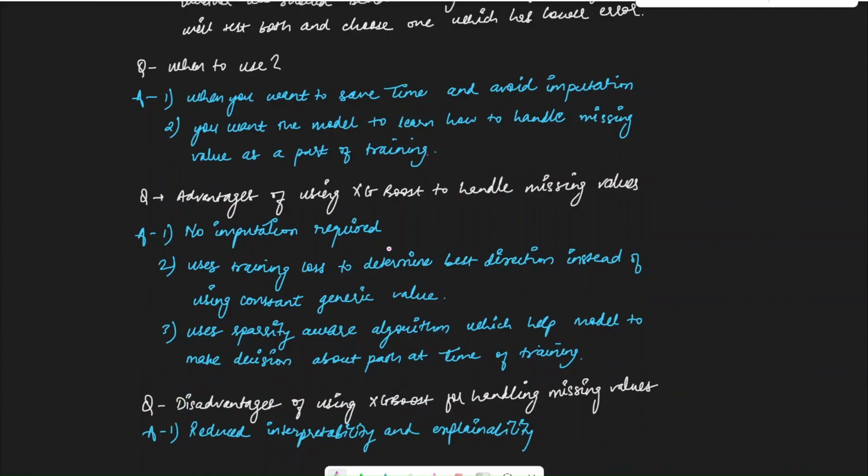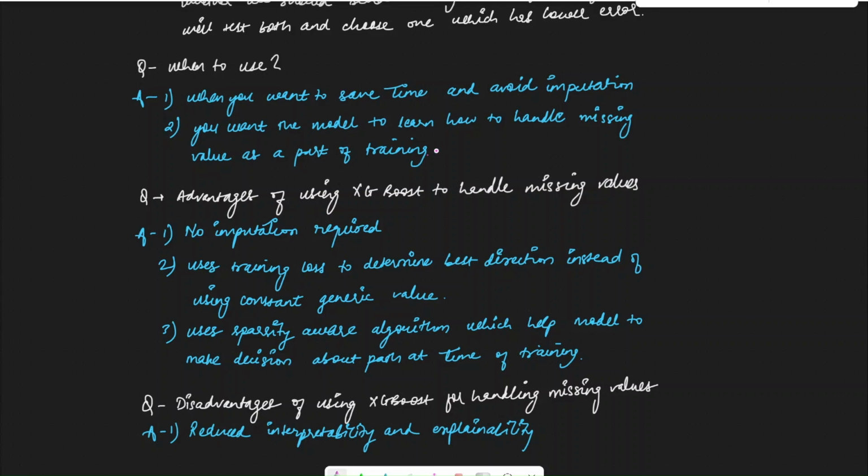When should we use XGBoost to handle missing values? When we know that we want to save time and avoid any kind of imputation, then we can use XGBoost. And when we want our model to learn and handle missing values as a part of training itself, that's when we are going to use XGBoost.